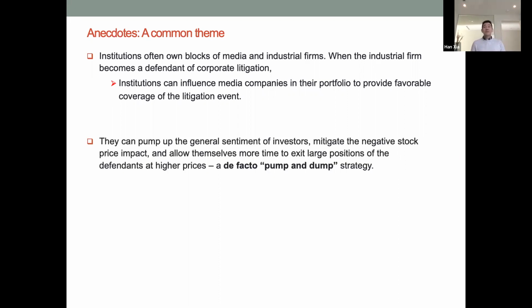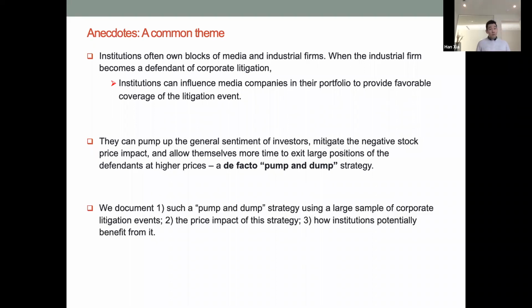Now, why do they do that? They do that because they can potentially pump up the general sentiment of the investors and mitigate the negative stock price impact, and therefore allow themselves more time to exit their large positions at a higher price. And this is what we call a de facto pump and dump strategy. And this is what we're going to do in this paper.